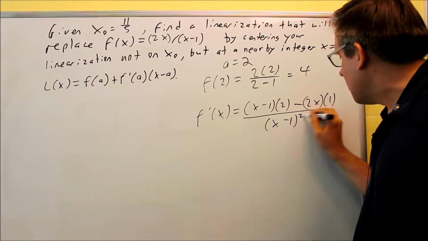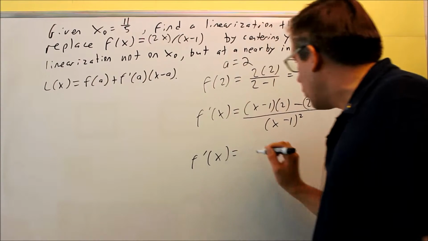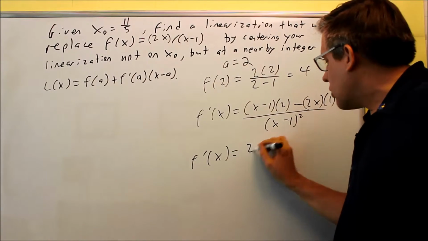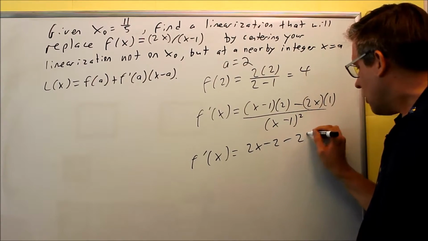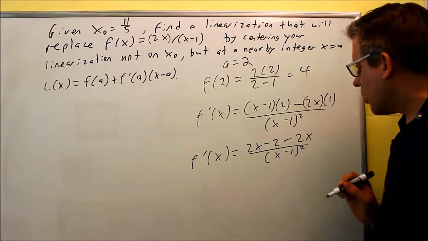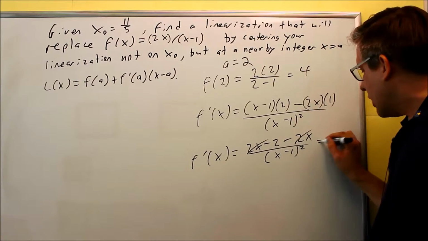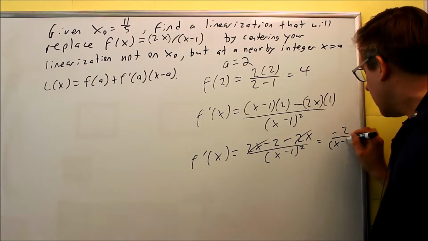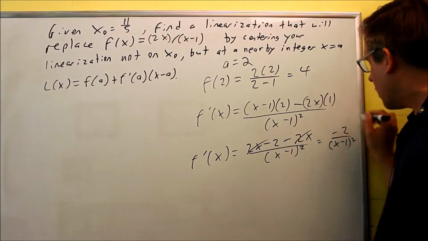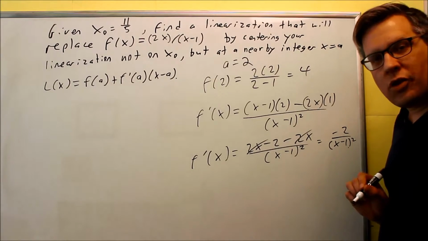X minus 1 squared. We can do a little cleanup on this. Okay, we can do 2x minus 2 minus 2x, over x minus 1 squared. The 2x's are going to cancel out. That's going to leave you with negative 2 over x minus 1 squared. And this right here would be the most simplified version of the derivative.